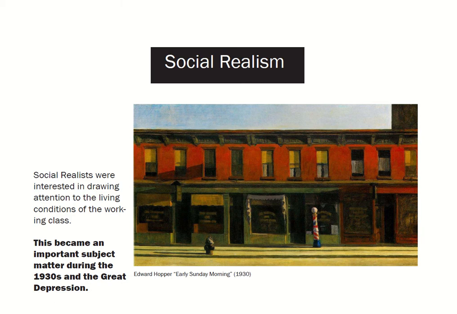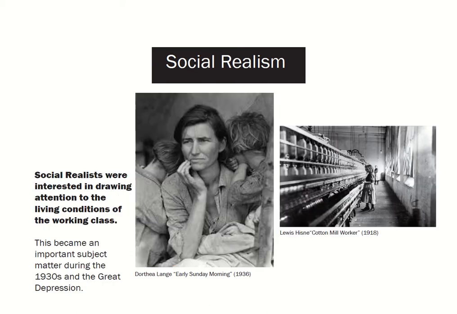In Edward Hopper's painting called Early Sunday Morning, we can see an empty street with empty shop fronts, a sign of struggling retail business and the effect of the Depression. Social realists were interested in drawing attention to the living conditions of the working class and how or where they were oppressed by people in power, such as the people who owned factories.